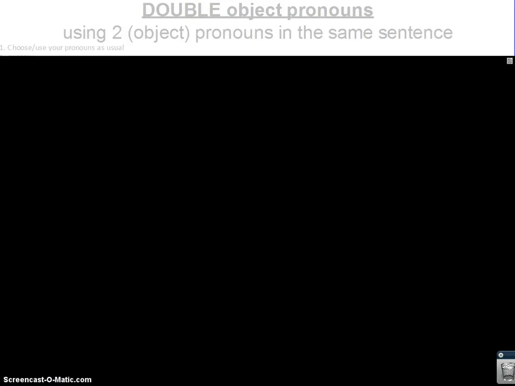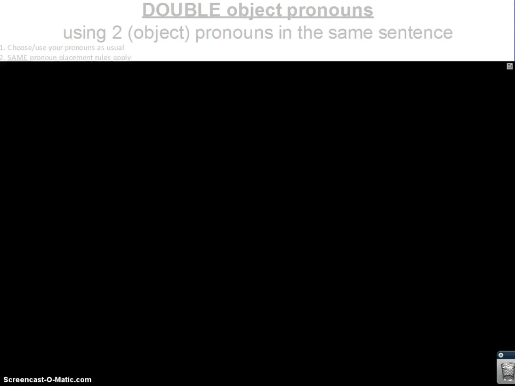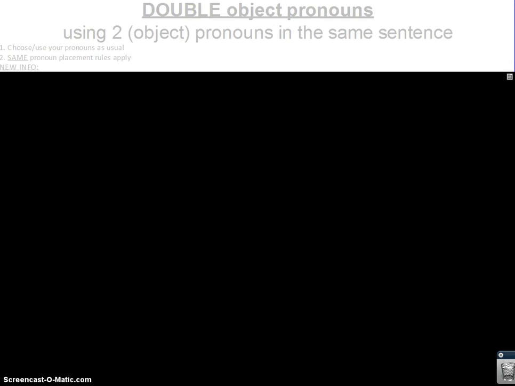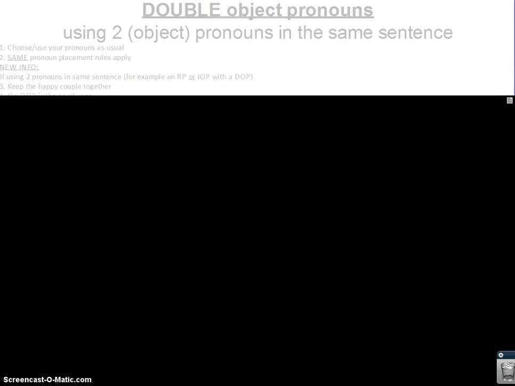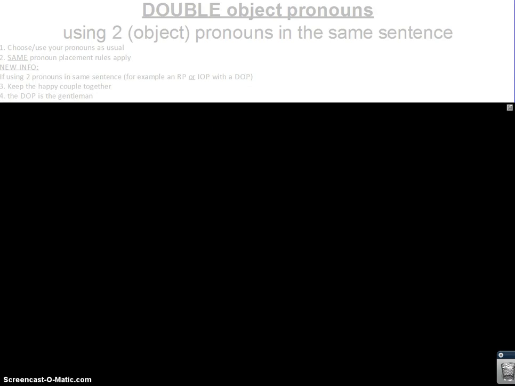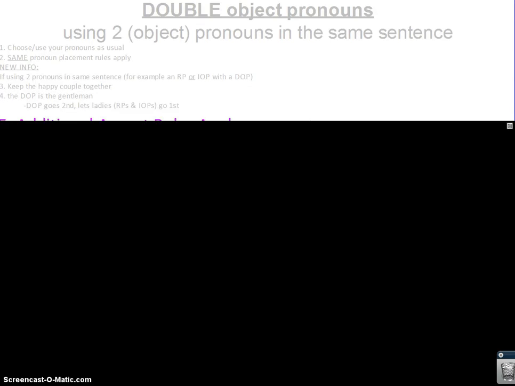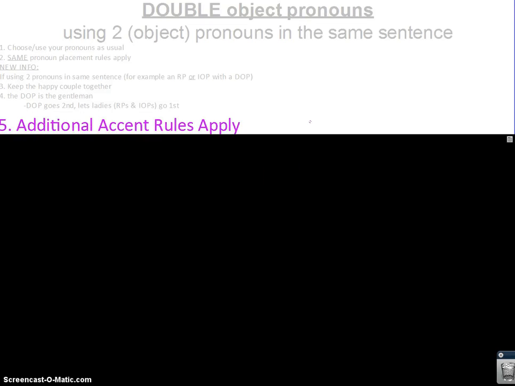Step 5. All right, 1, choose and use your pronouns as usual. Same pronoun placement rules apply. We just learned some new information. Keep the happy couple together. The DOP is the gentleman, letting the ladies go first. So, step 5. We've already written this down. Don't write that down. But step 5, nice and noticeable.